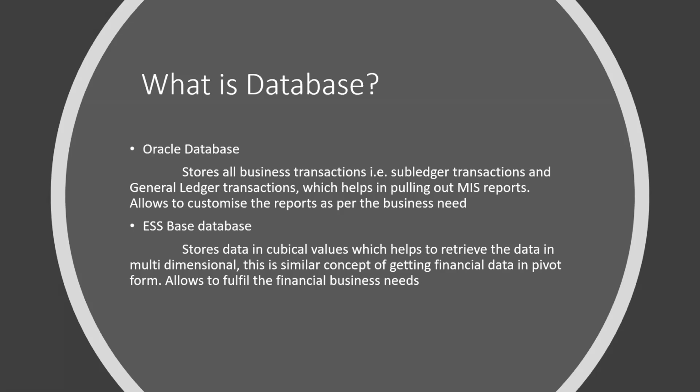And then we have the database. In the Fusion application, the normal transactions that we are doing in our subledger modules, that is AP, AR, not GL, and the other modules, will be stored in rows and columns, that is our traditional database.